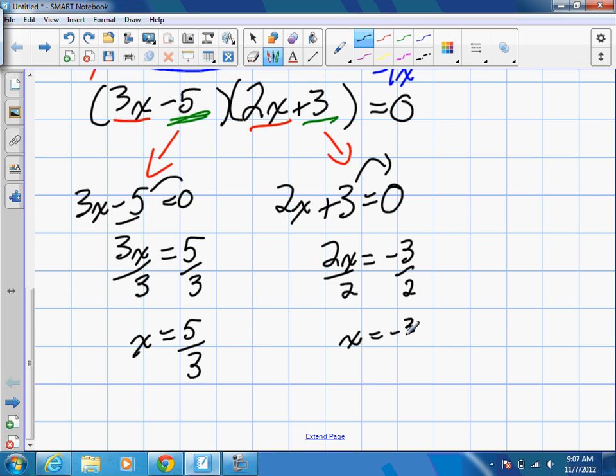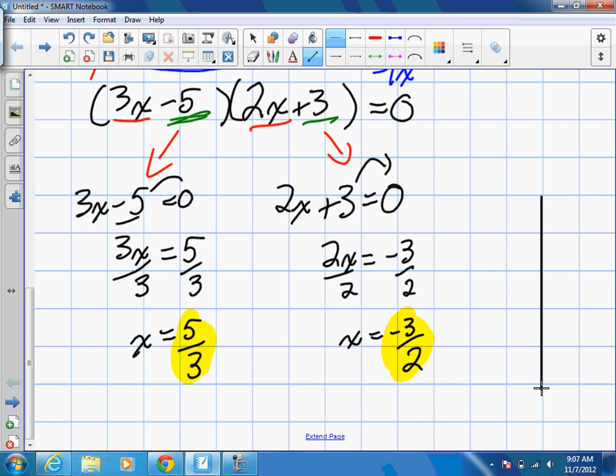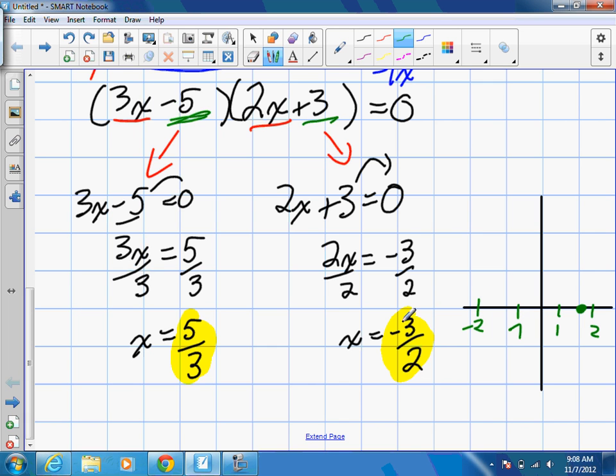So, what this means is we have two values for x-intercepts. In other words, we have one value that crosses at 5 over 3, which is 1 2/3, let's say. So say this was 1, this was 2. 1 2/3 is probably about there. And then we have negative 1, negative 2. Well, negative 3 over 2 is also the same as negative 1.5. So that's another spot there. Okay? So these are our two x-intercepts.